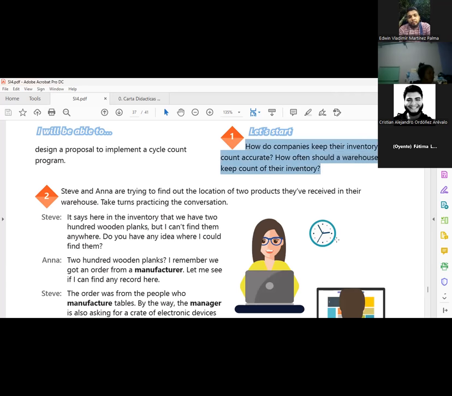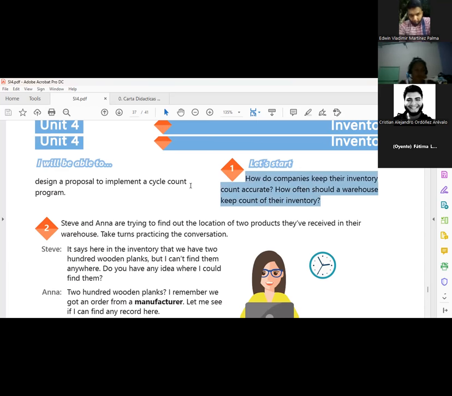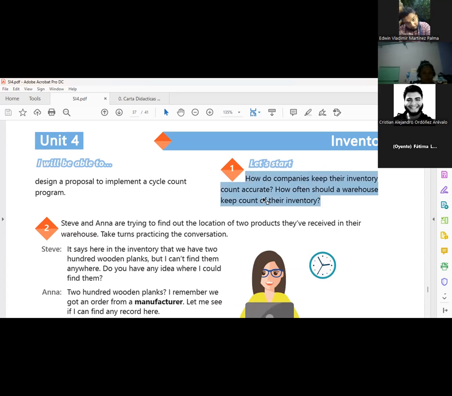So what are we going to do? We're basically going to do the same thing that we have been doing in the past with the previous pages, guys. We're going to start with this and then we're going to make other activities with the conversation that we got there. And then we're going to go over a grammar explanation, right? That is on the next page. But now we're going to discuss these two questions that we got over here, guys.